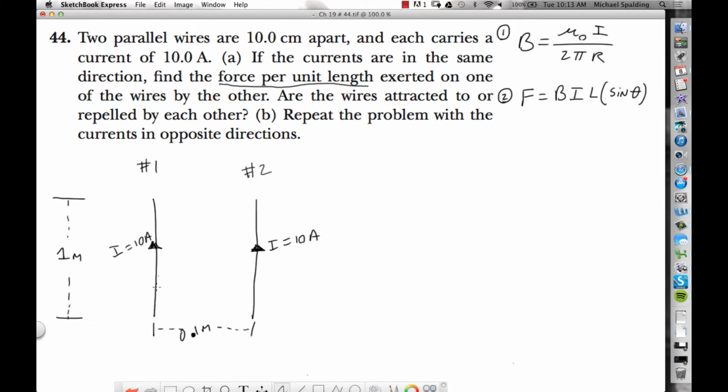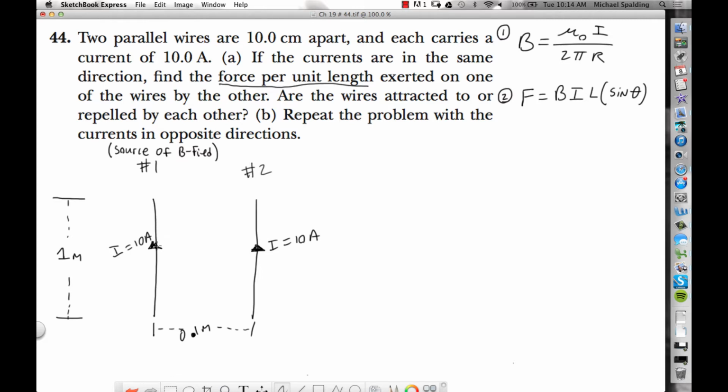So here's what I'm going to do. I'm going to say that wire number 1 is the source of the B field. Now, could I have made wire number 2 the source of the B field? Totally. I could have, but I didn't. So now, if wire number 1 is the source of the B field, what's going to be happening to wire number 2? Well, wire number 2 is sitting over here in the magnetic field created by wire number 1. Does that make sense? So first of all, let's identify which way is the magnetic field around wire number 1.